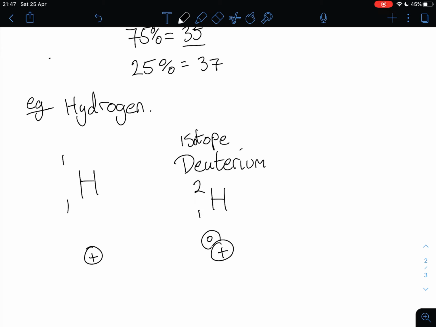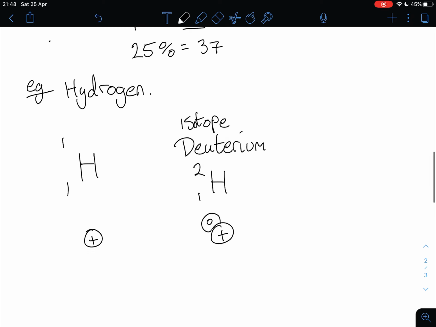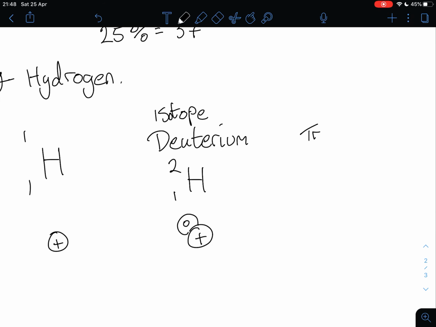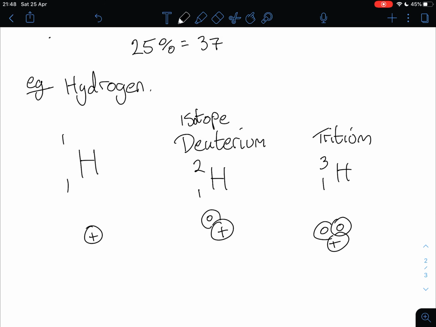And chemically, it's identical. It forms water. It explodes with fire. However, it weighs twice as much. So sometimes you hear this phrase heavy water. They use it in the nuclear industry. And it's when they create this deuterium and bond it with oxygen to create heavy water. And it's better at absorbing radioactivity. And then the third one is tritium. And again, chemically identical, forms heavy water. So this time we have a proton, a neutron, and another neutron. There we go. So that's an example.